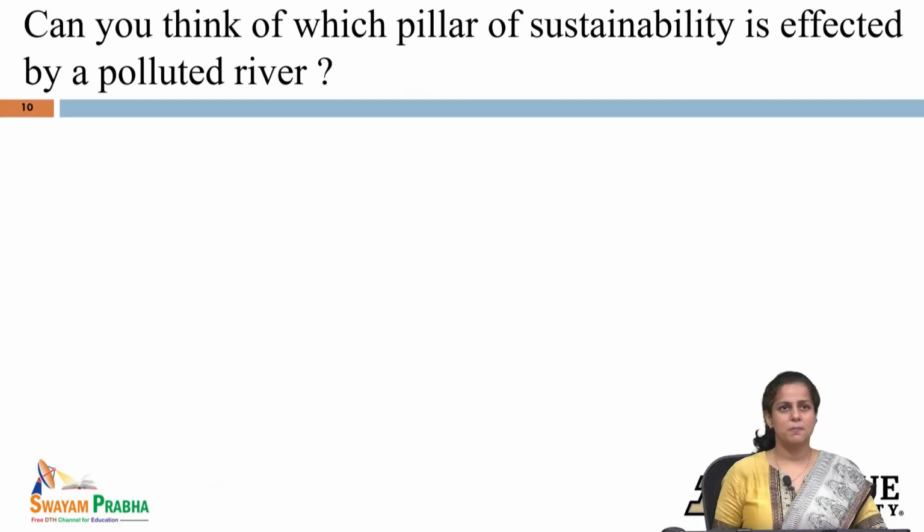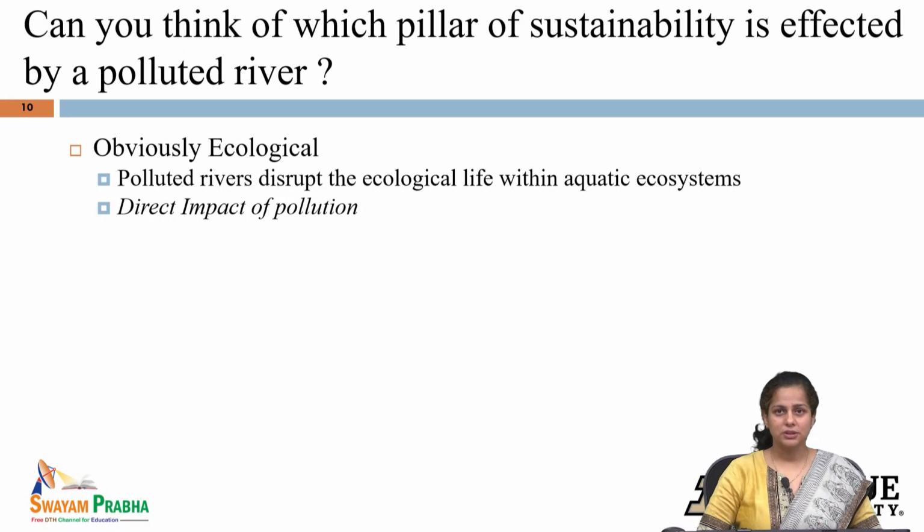So let's think about which pillar of sustainability is affected by a polluted river. The first one is obviously ecological, because rivers are an ecological entity. What happens because of polluted rivers is it disrupts the ecological life within aquatic ecosystems. We see a decline of fisheries, we see a decline in biodiversity of the fishery system, and that is the direct impact of river pollution on our ecological sustainability.